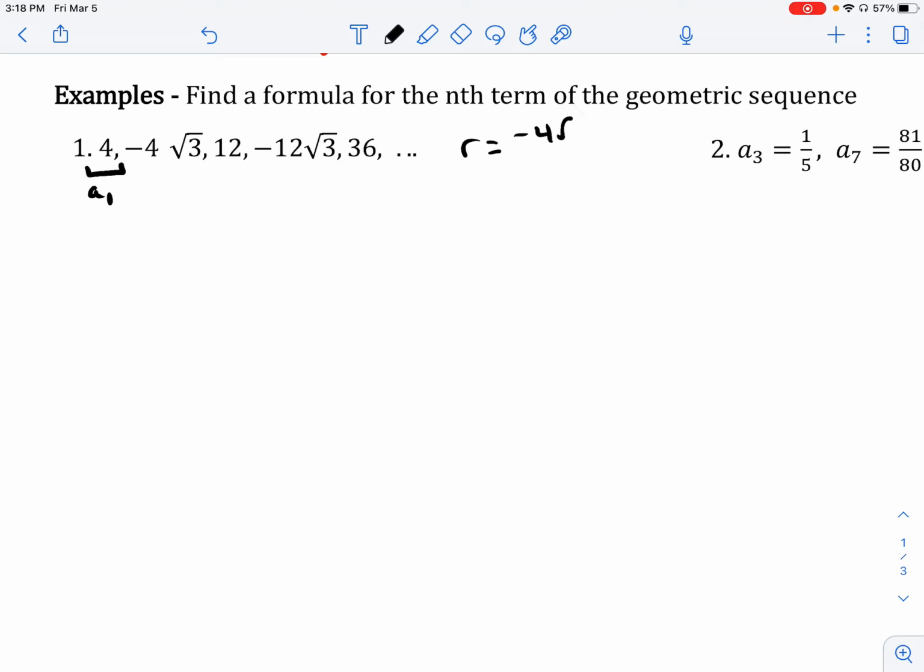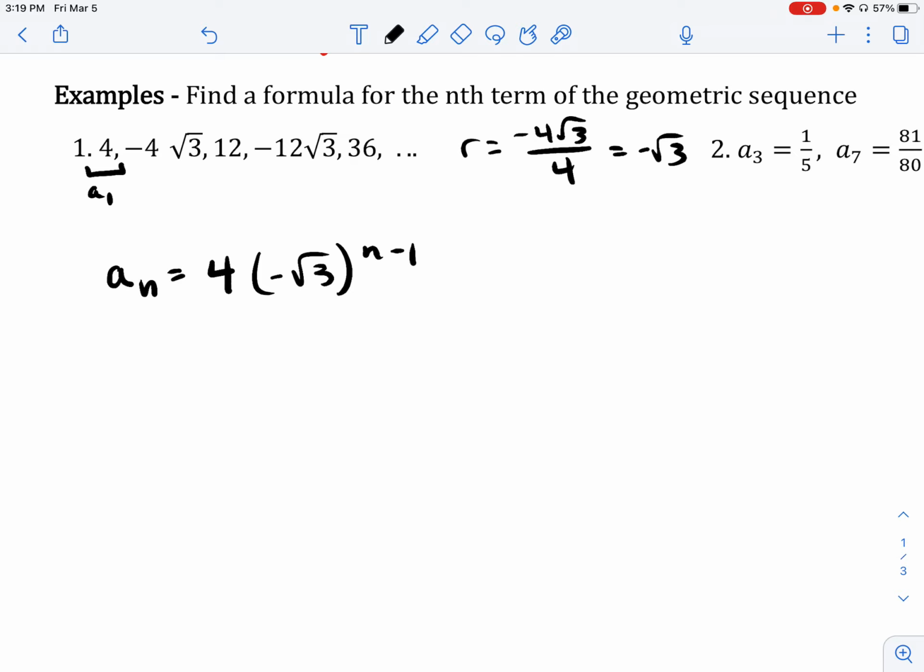So negative 4 root 3 divided by my first term, 4, and I get negative root 3. So that's all I need to be able to write my nth term of this geometric sequence. I can say that a sub n is equal to a sub 1, which is 4, times my common ratio, and that raised to the n minus 1 power.